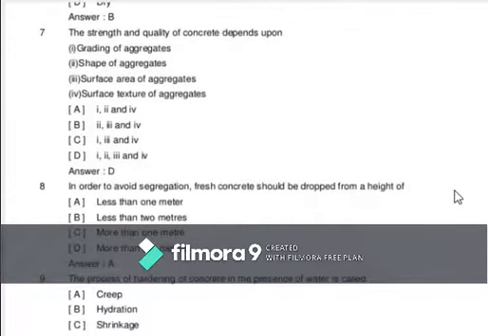The strength and quality of concrete depends upon grading of aggregate, shape of aggregate, surface area of aggregate, surface texture of aggregate. The strength and quality of the concrete depends upon... Here the option is D, because it depends upon all the options given in question number 7. That is the grading of aggregate, shape of aggregate, surface area of aggregate, and surface texture of aggregate.